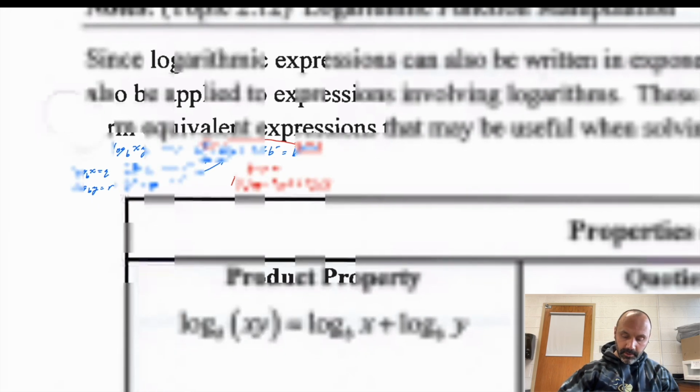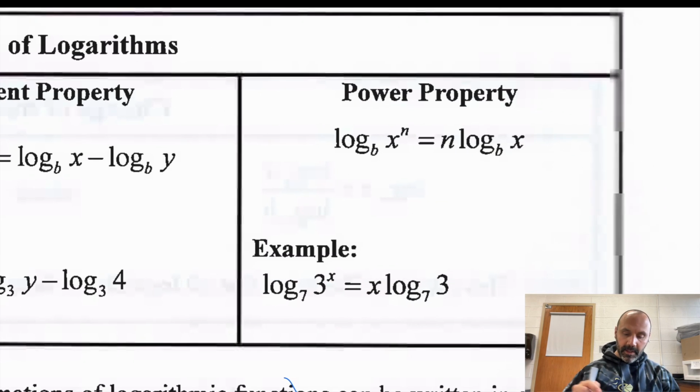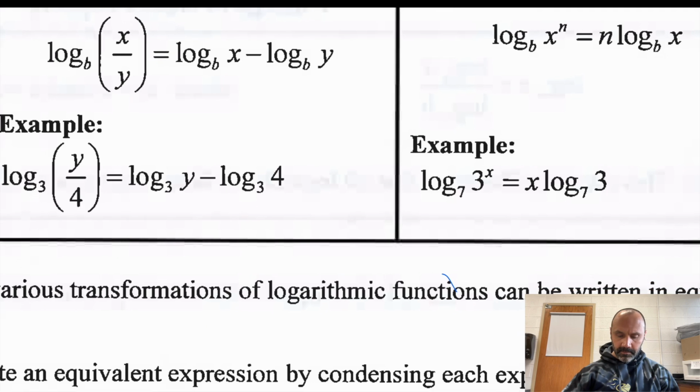You could construct a similar proof for the quotient property. Log base b of x over y is log base b of x minus log base b of y. So if you have a fraction there, you can separate it. It becomes subtraction. And then the power property: log base b of x to the n equals n times log base b of x. And they give you some examples there you can look at.